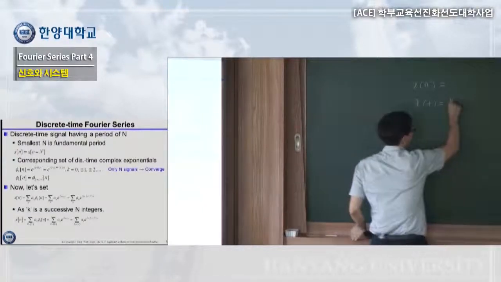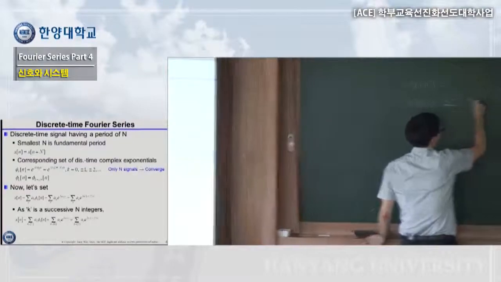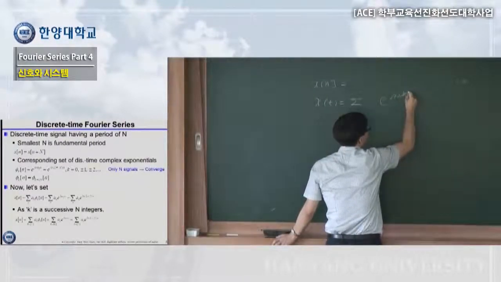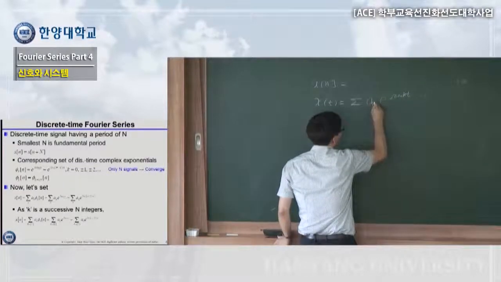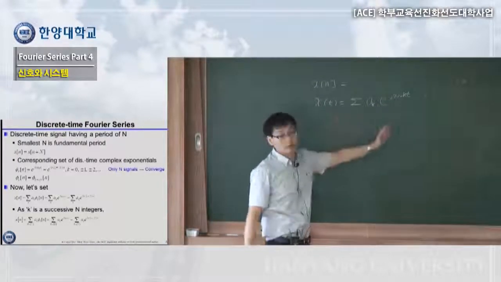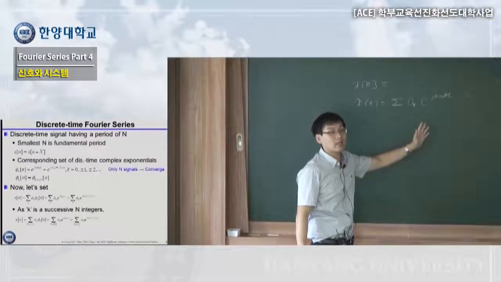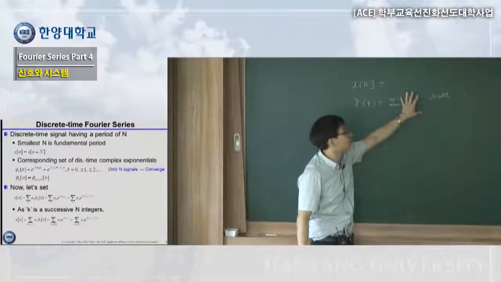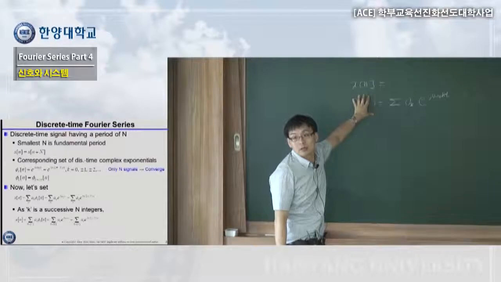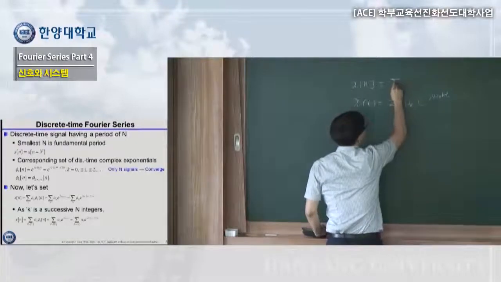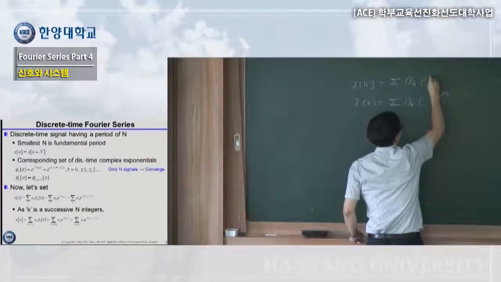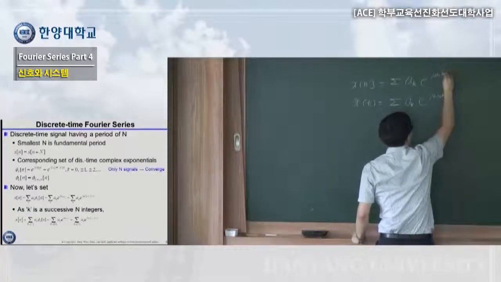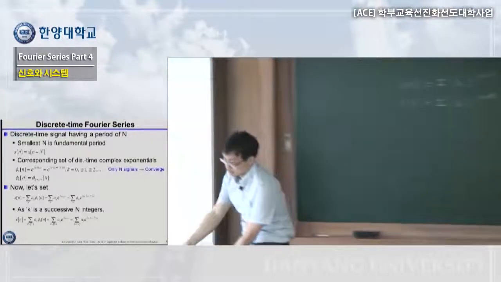Assume we have the corresponding e to the j omega 0 kt, which is a sine or cosine wave, having different amplitudes, and we add them together. We're starting from the claim that there is a function that is exactly the same as this. That's where we start when we talk about Fourier series. In discrete time, the same way, we have ak e to the j omega 0 kn.